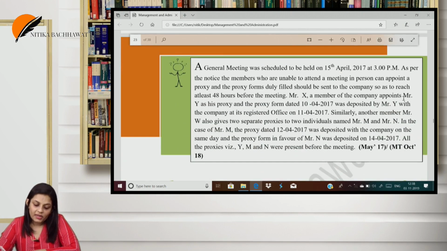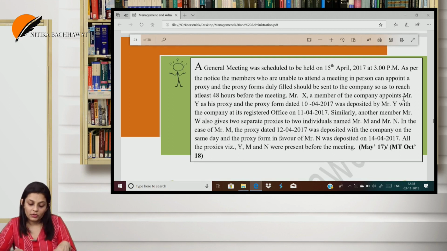A general meeting was scheduled to be held on 15th April 2017 at 3 p.m. As per the notice, the members who are unable to attend a meeting in person can appoint a proxy, and the proxy form duly filled should be sent to the company so as to reach at least 48 hours before the meeting. Mr. X, a member of the company, appoints Mr. Y as his proxy, and the proxy form dated 10/4/2017 was deposited by Mr. Y with the company at its registered office on 11/4/2017.